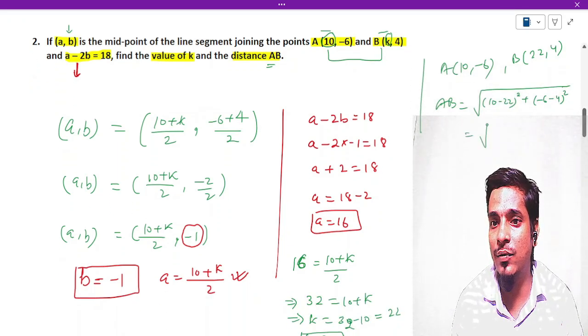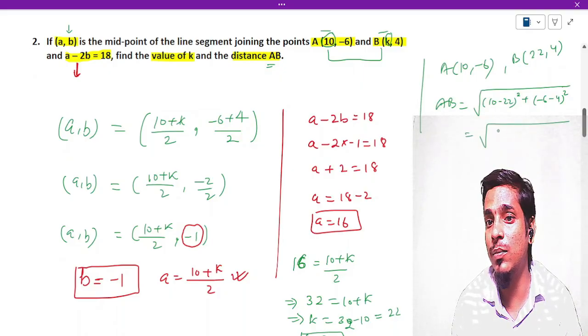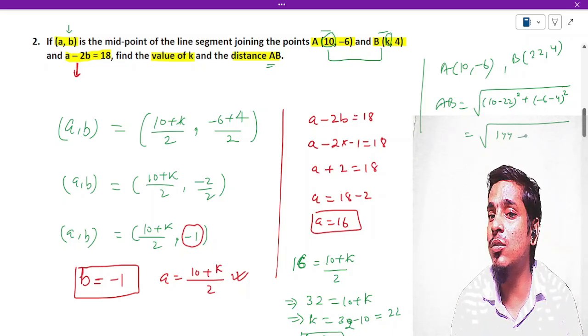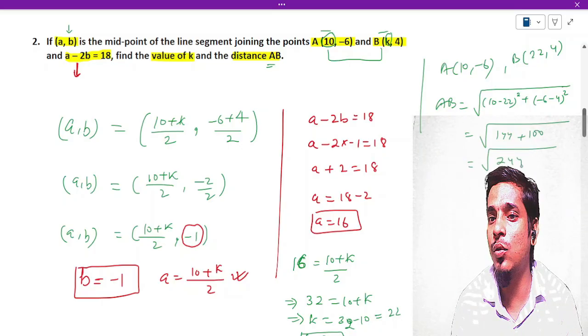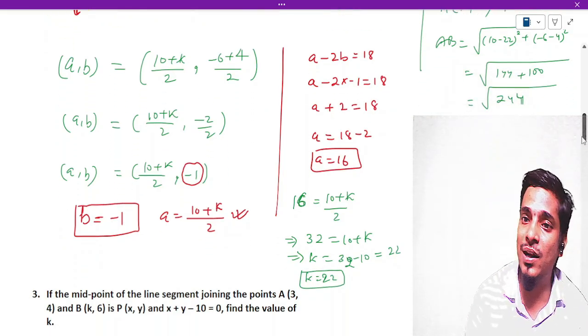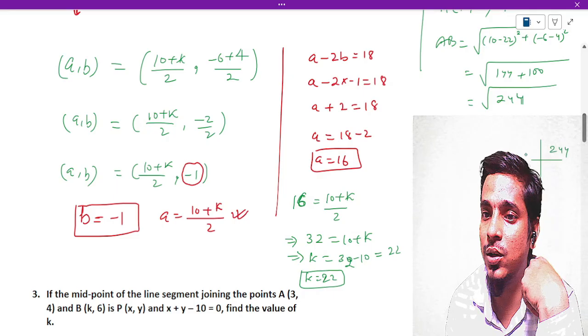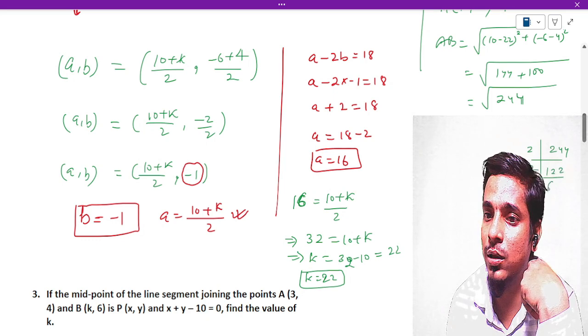So once you further simplify this, this will be minus 12 square, which means you will get 144, and this is minus 10 square, which means you will get 100. So the square root of 244. Now we need to simplify this by taking all the common factors. If you factorize this 244, what you will get? 2, 2, 61. So this is nothing but 2 root of 61. This is the length of AB.